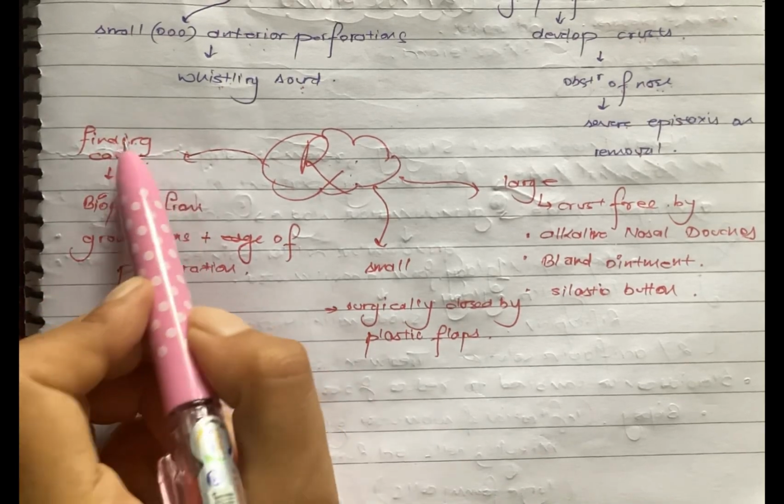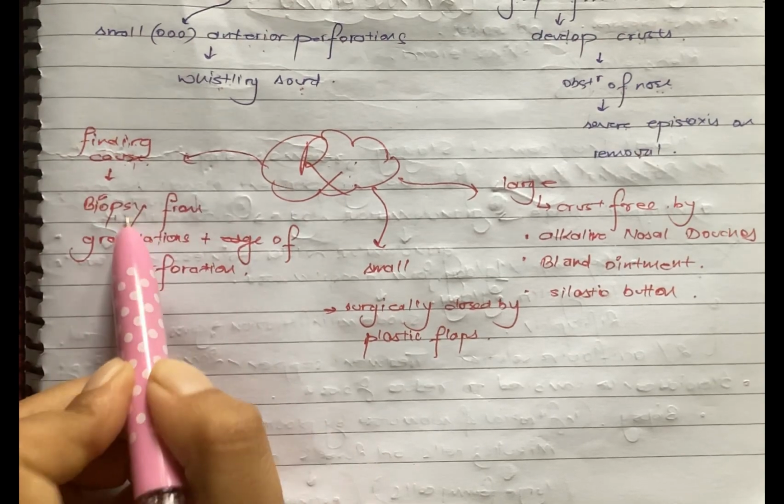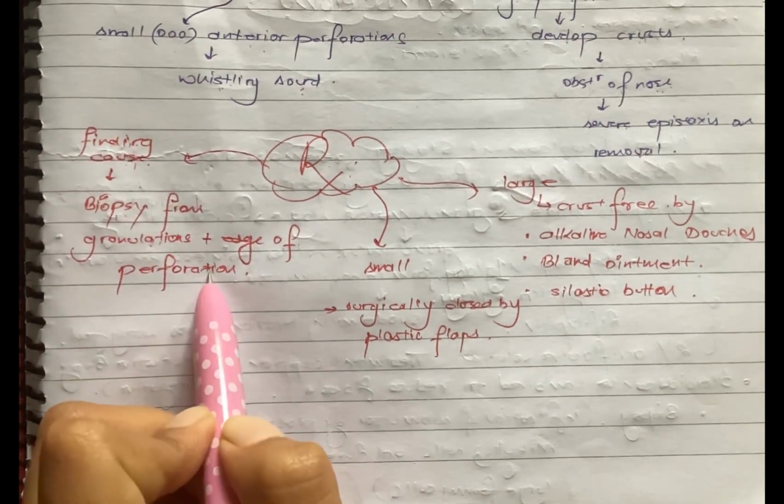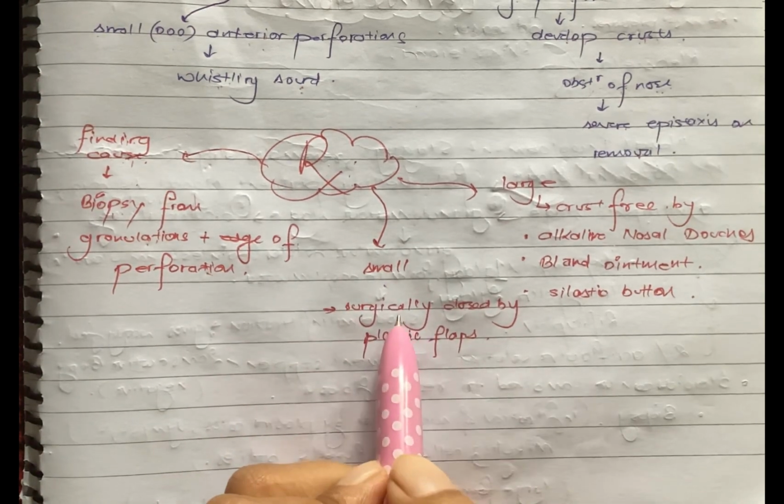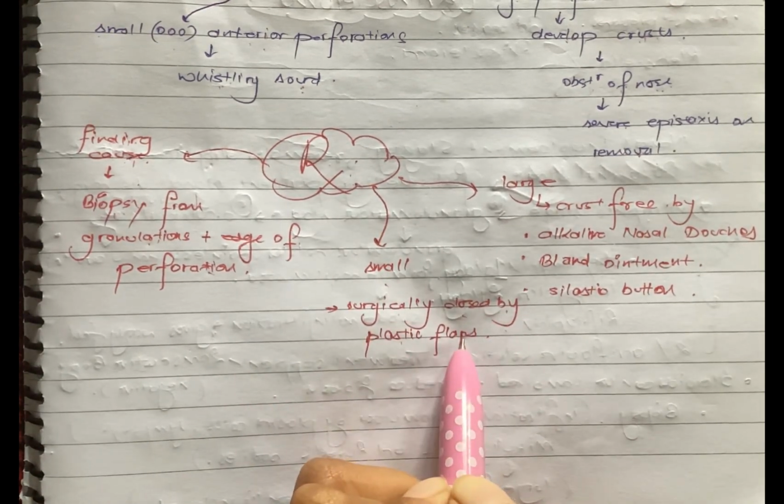First of all, we have to find the cause, and we should do biopsy from granulations and edges of perforations. And if there is presence of small perforations, then it could be surgically closed by plastic flaps.